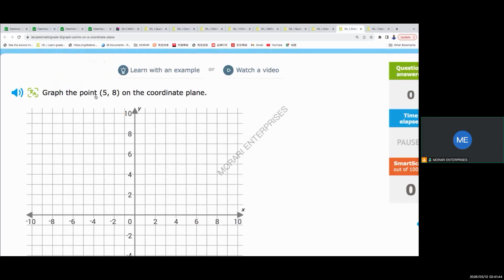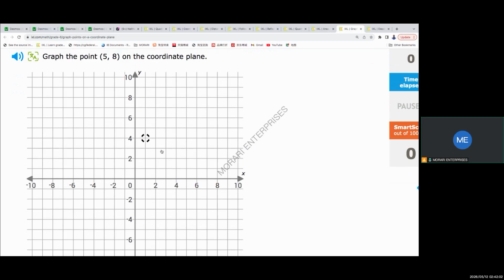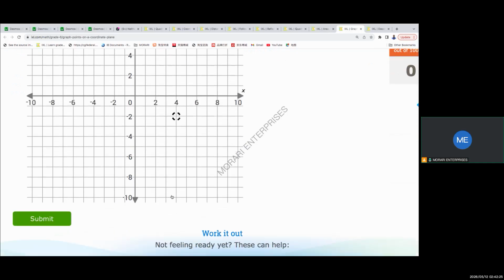It says, graph the point 5, 8 on the coordinate plane. So this is our coordinate plane. Please repeat these words because we learn English. We have to learn English with this vocabulary. Coordinate plane is like a map where we can locate the points given a pair of values. So 5 is positive, means 5 right. I go 5 right. Here, this is 4, this is 5. And then I go 8 up. 1, 2, 3, 4, 5, 6, 7, 8. So this is a point. If we go here, this is the 8. If we come straight down here, this is a 5. So that is 5, 8. And then we can submit.